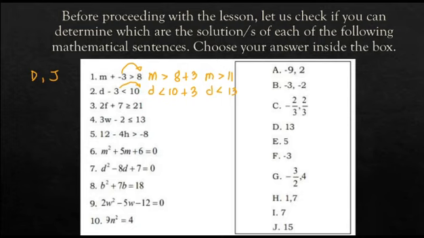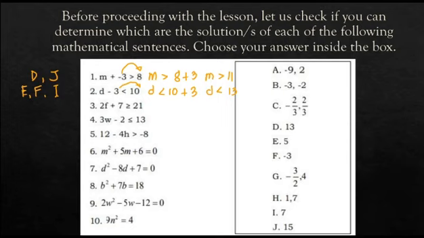So we have E, which is positive 5. And then we have negative 3, which is also less than 13, so that is F. And then we have I, which is positive 7, which is also less than 13. So those solutions can satisfy the given condition, or the given inequality.